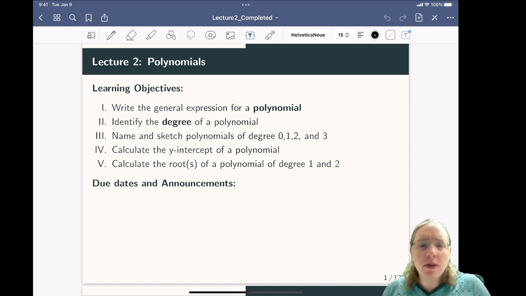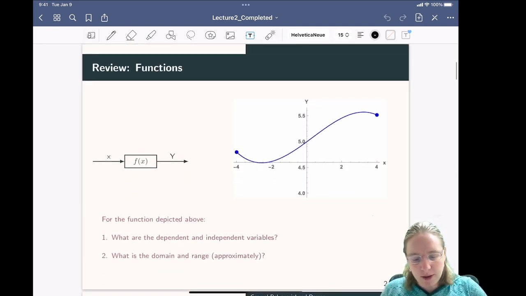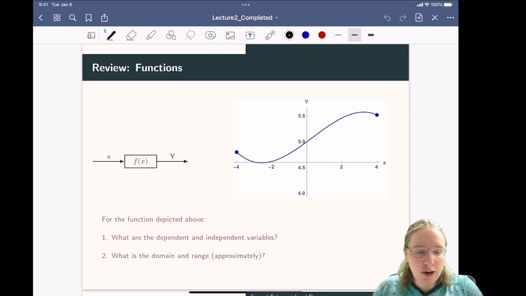Welcome to Lecture 2 on polynomials. Alright, in the last lecture we talked about functions, so let's start by reviewing some things about functions. First of all, not every curve is a function.